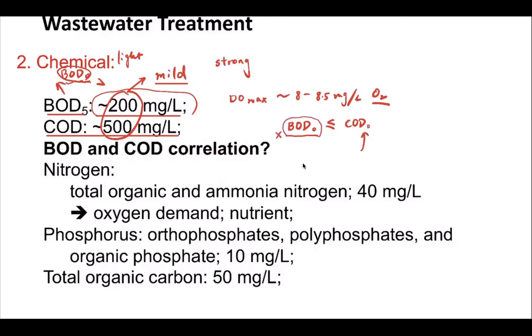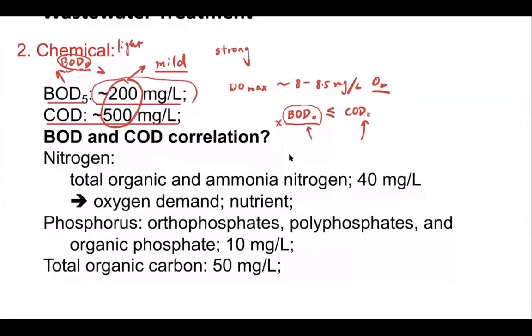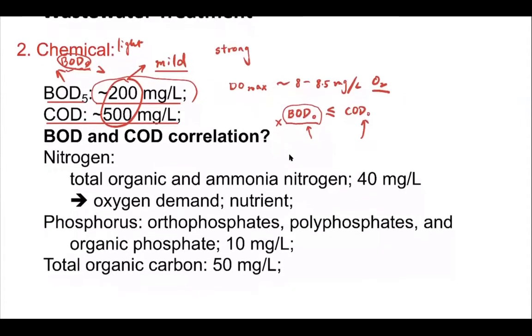And at the same time, a lot of the organics, when they're consumed by the bacteria, become a part of the bacteria, right? So not all of them are converted into carbon dioxide and water. That's why COD is always equal to or larger than BOD, okay? I'm glad that you can still recall this concept, right?